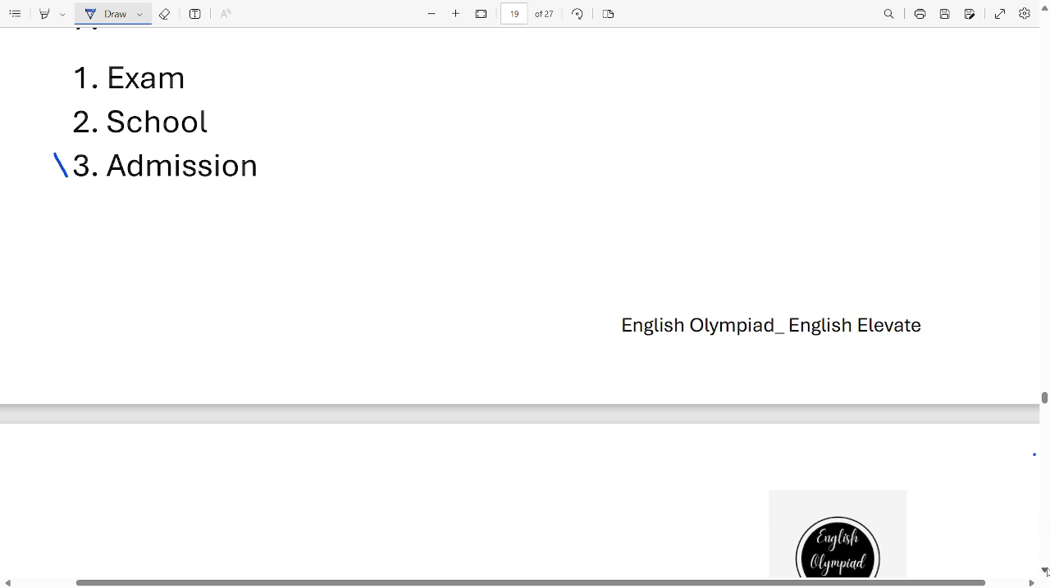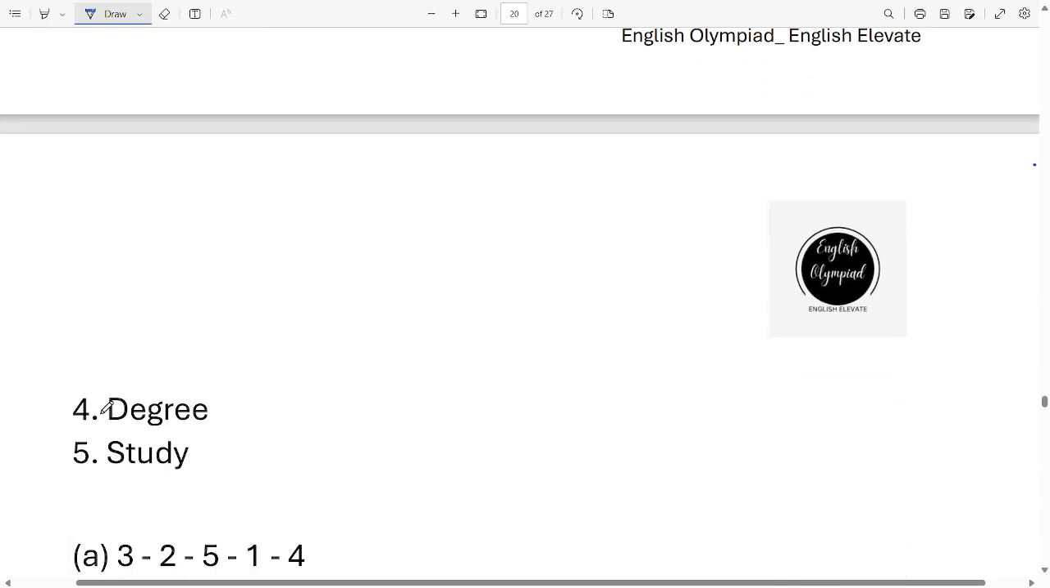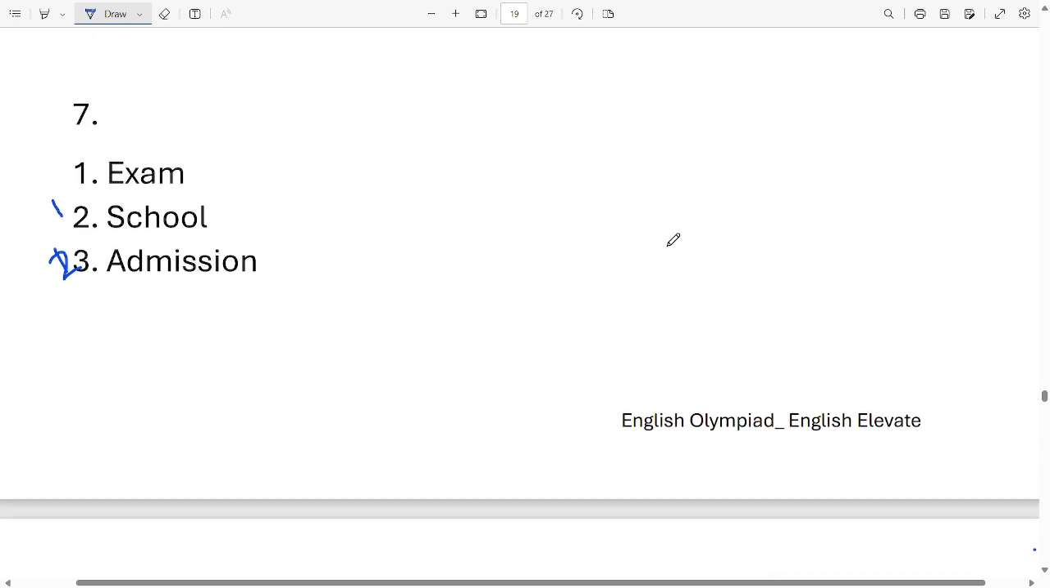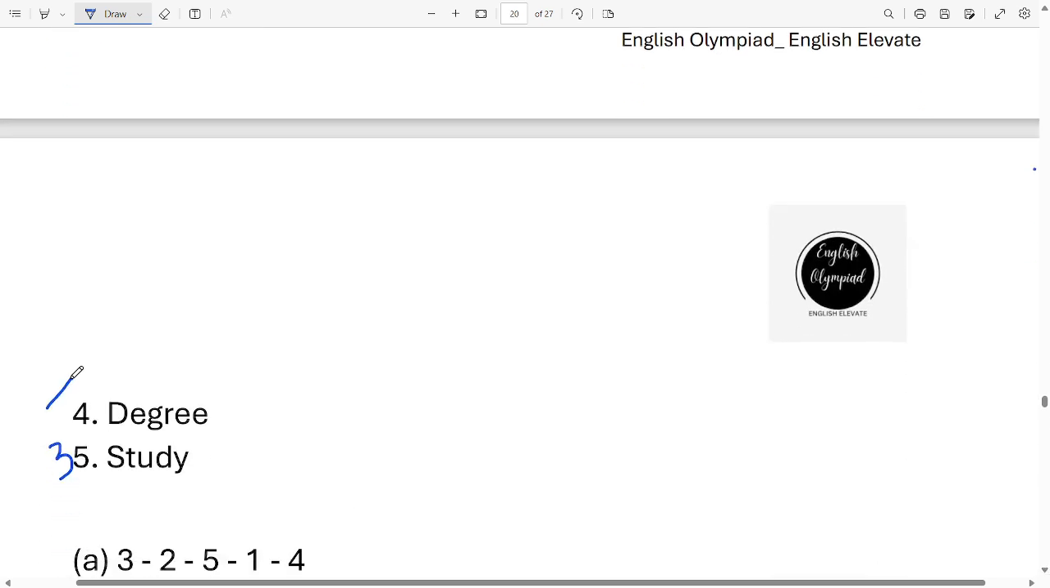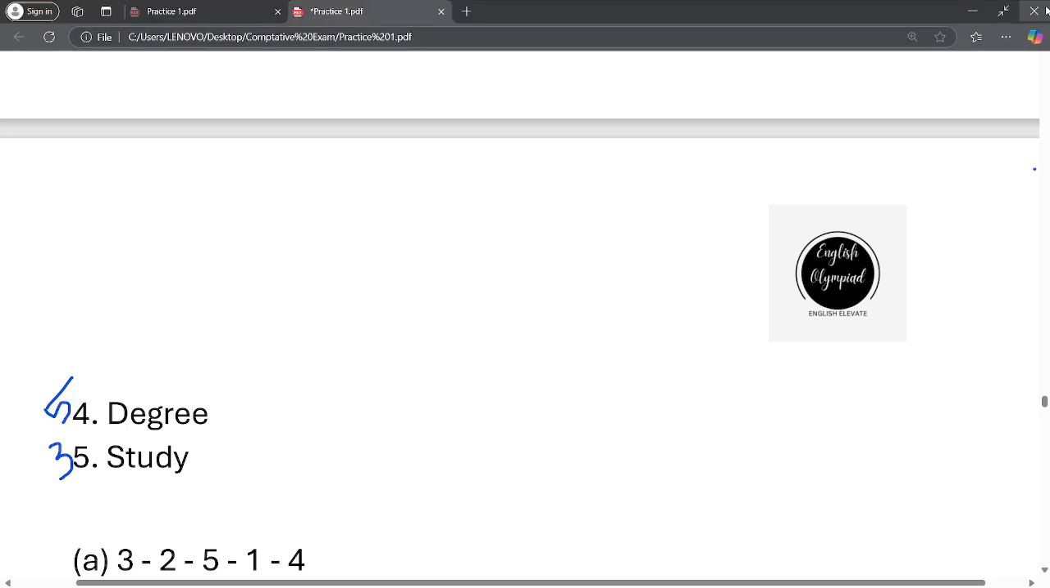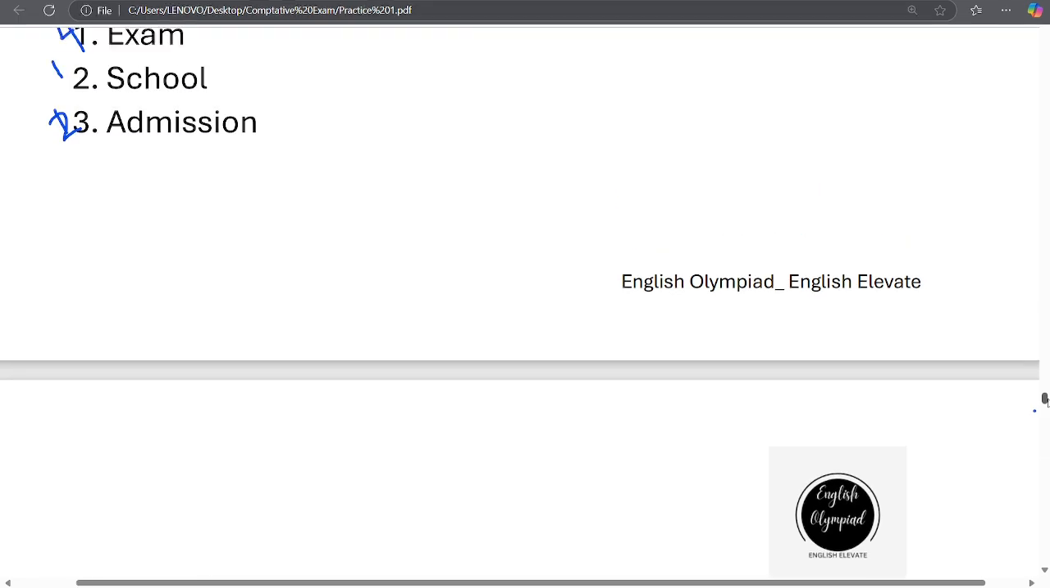Okay, first it will be school, then it will be admission, and then it will be study, and then it will be exam, and then it will be degree. Okay, so the combination is, I'll just write the combination here.